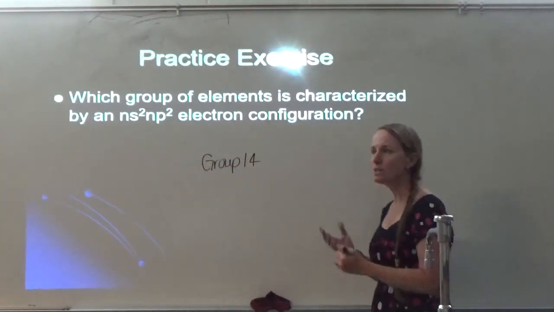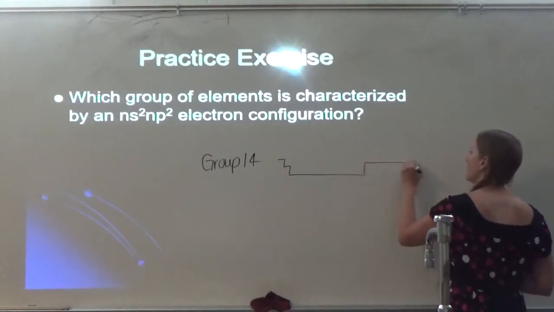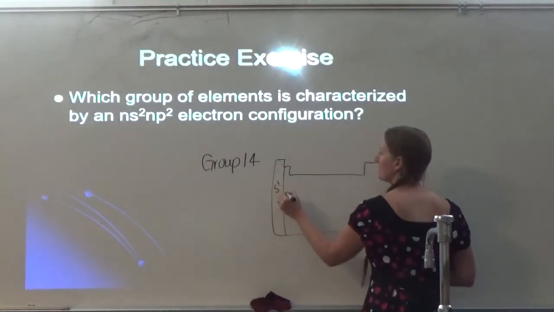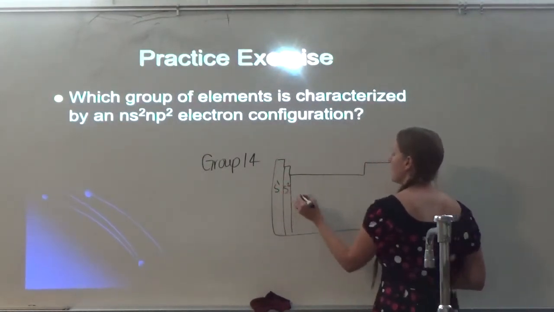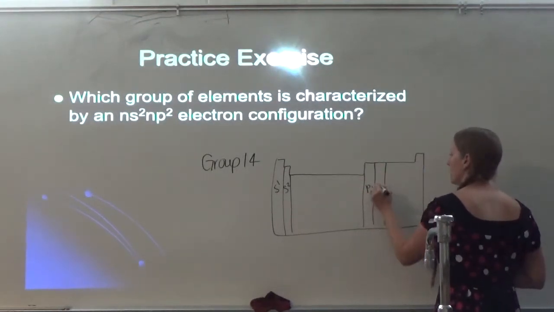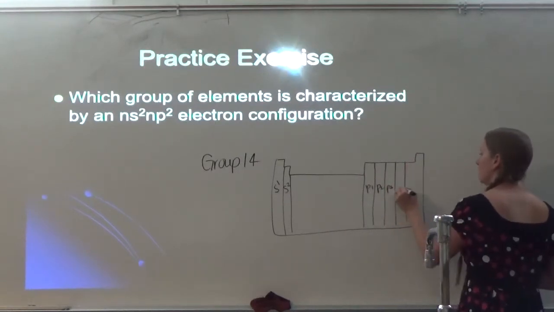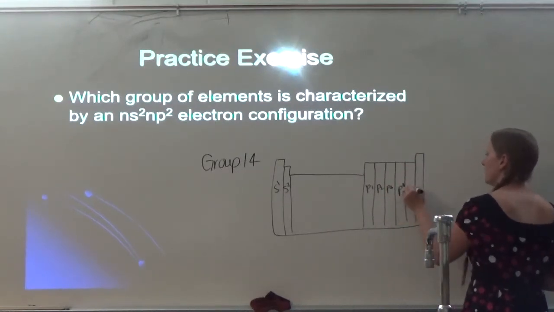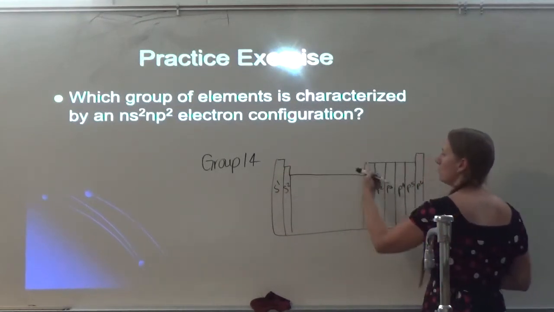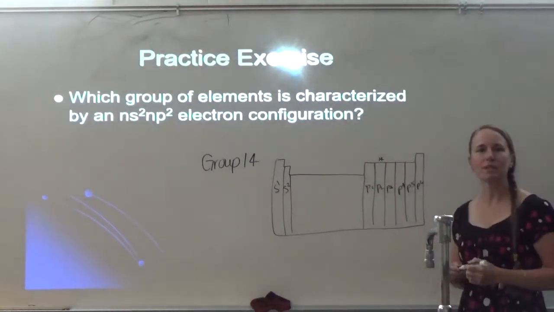Good job. All you have to do is look across the periodic table. Here's our periodic table, I'll just draw a quick one real fast. Here, these all end in s1. Here, these all end in s2. For P, we have p1, p2, p3, p4, p5, and p6. So this is group 1, 2, group 13, and 14. Once I got to p2, I was at group 14. That's all you have to do.